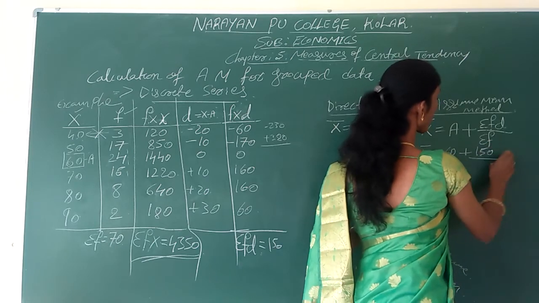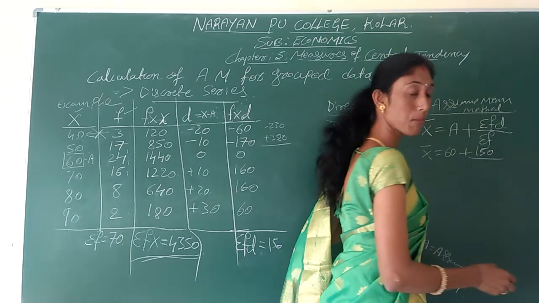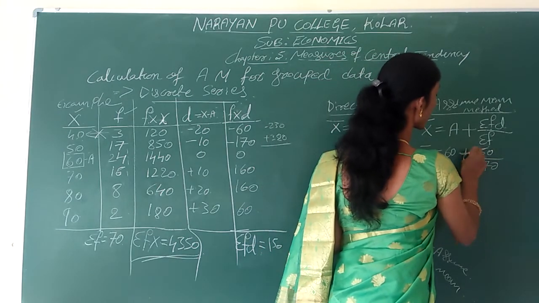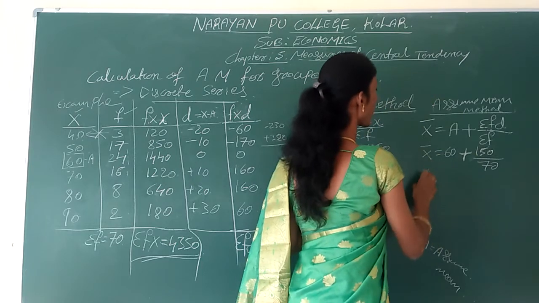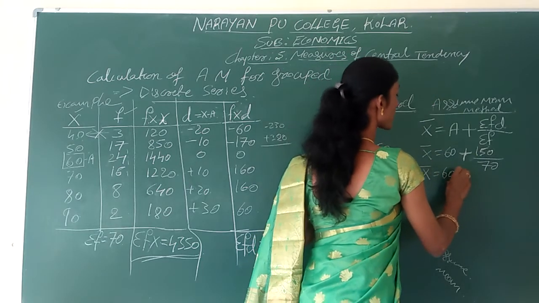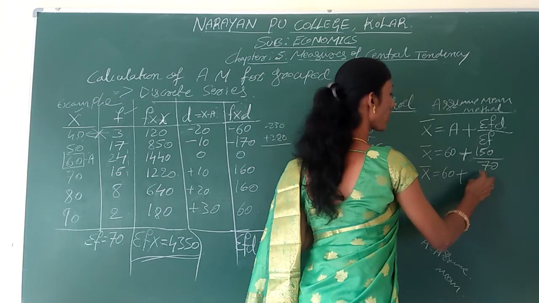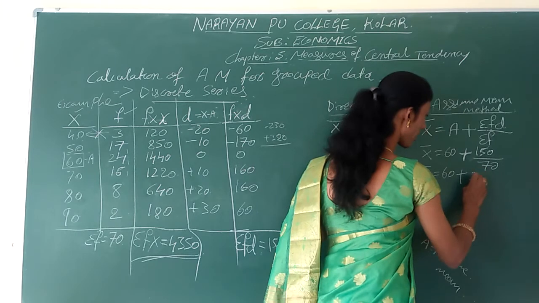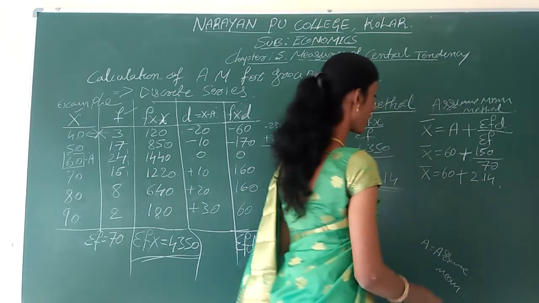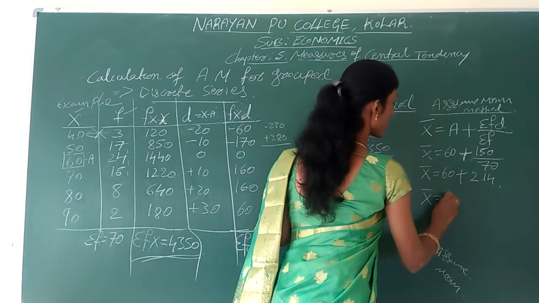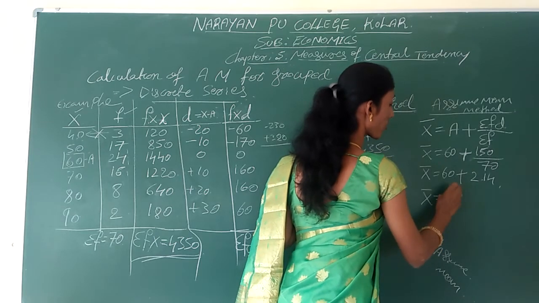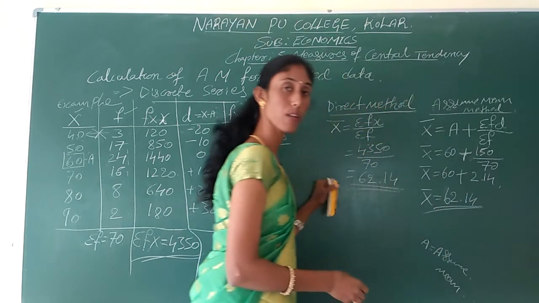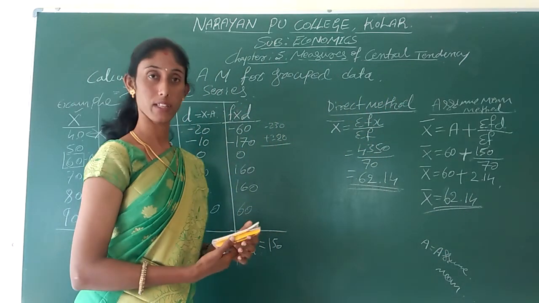150, sigma F, already we know that sigma F is nothing but 70. X bar is equal to 60 plus 150 divided by 70, you will do. Okay, use the calculator, we will get 2.14. Then 60 plus 2.14, we will get 62.14. The same answer we will obtain even in the assuming method.